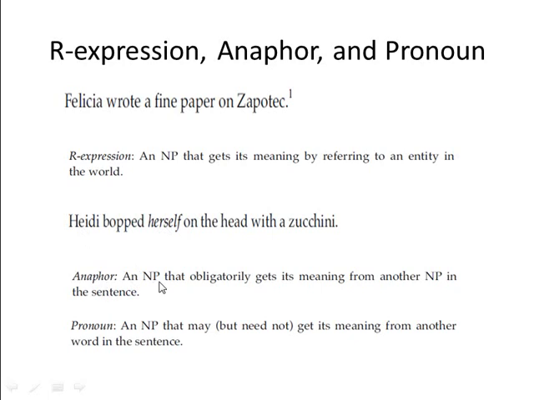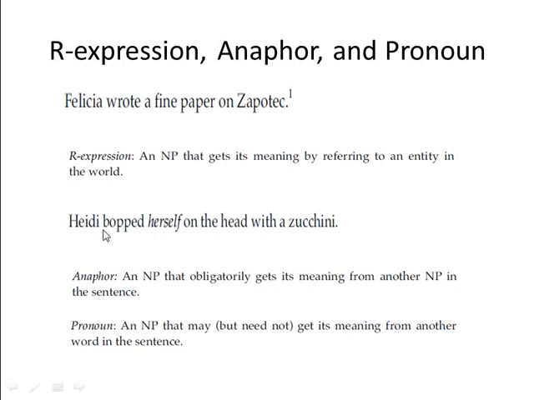Because an anaphor is a noun phrase that obligatorily gets its meaning from another noun phrase in the sentence. Jadi anaphor itu adalah noun phrase, herself ini juga noun phrase yang harus mendapatkan makna dari noun phrase yang lainnya. Jadi herself ini tidak akan memiliki makna kalau tidak ada rujukannya. Jadi dia harus merujuk ke noun phrase yang lain dalam kalimat tersebut. Okay, that is anaphor. Now we have another one, pronoun.